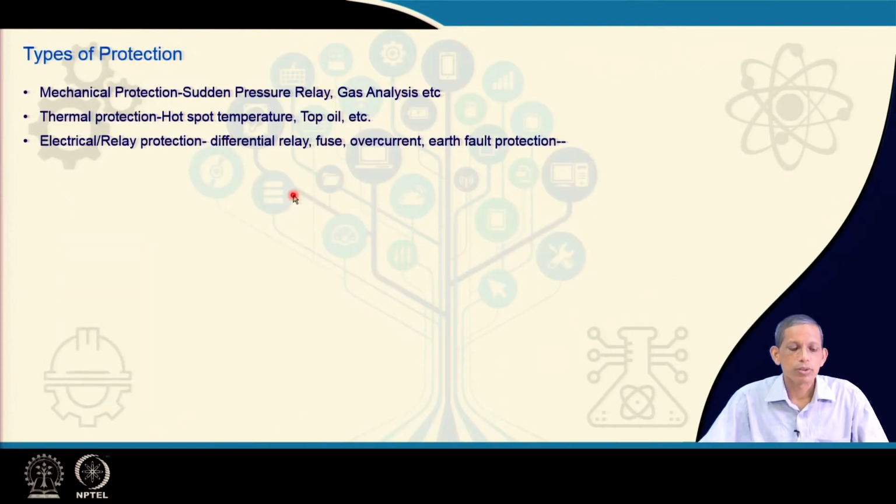Now, protection can also be divided into three categories: mechanical, thermal and electrical perspective. Pressure relay, gas analyzer, thermal protection, hot spot temperature, top oil temperature etc. are the thermal perspective. Electrical are the relay protections; there are numerous protection schemes: differential relay, fuse, overcurrent, earth fault protection and so on.